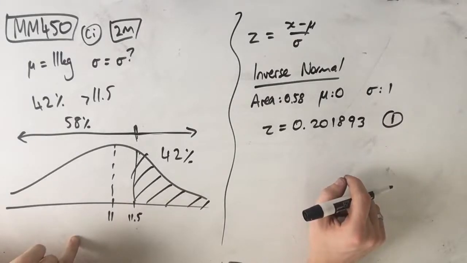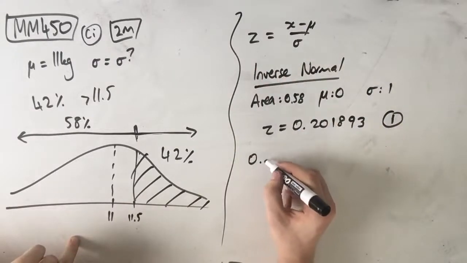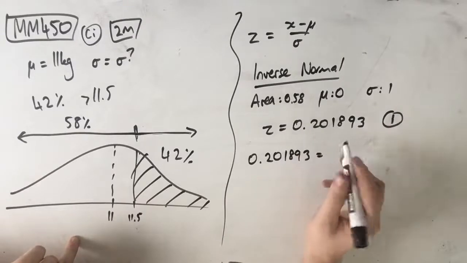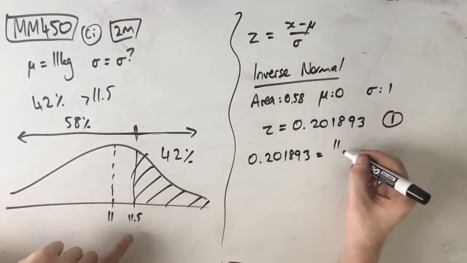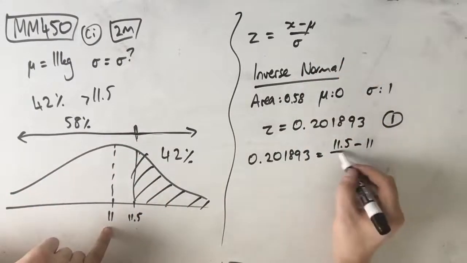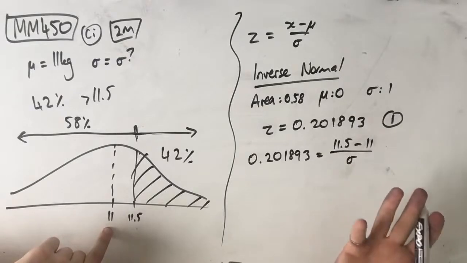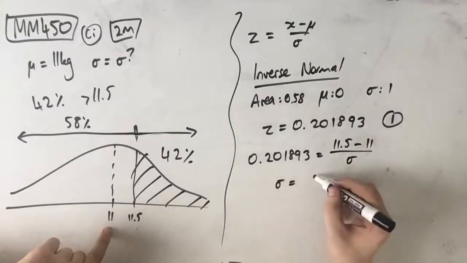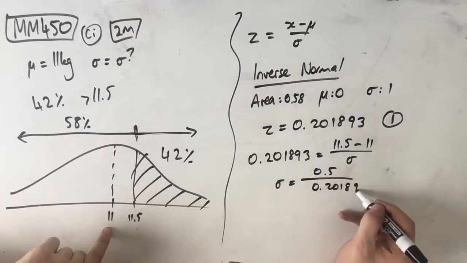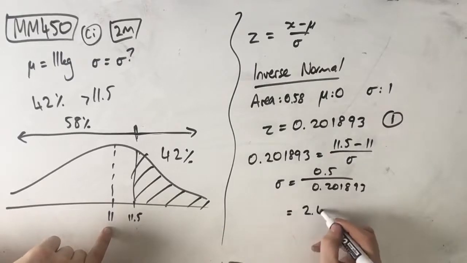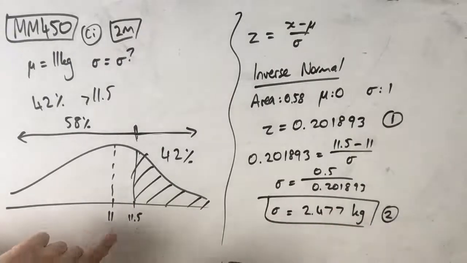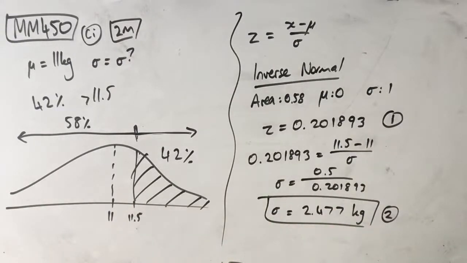And now we can sub this into here, right? So we know our Z value now, so we can say that 0.201893 equals X, sorry, 11.5 is our X value, because that's the point that it occurs at, minus our mean, which is 11, over our standard deviation, which is what we're trying to find, right? Now, rearranging all this, we get sigma equals 0.5 over 0.201893, which equals 2.477 kilograms, and that is correct to 3 decimal places, which means that that is our second and final mark for that part, and that's it.